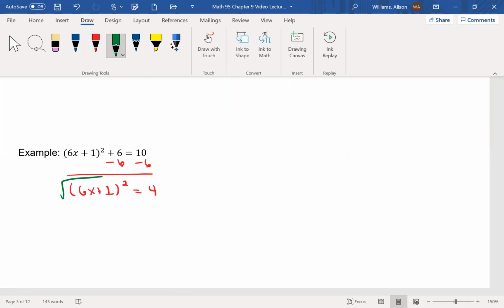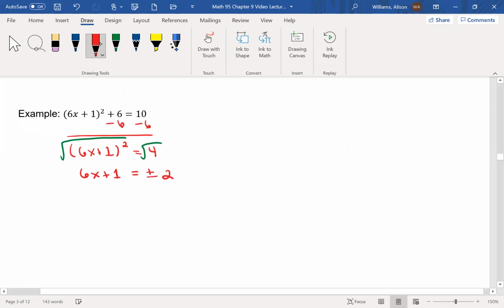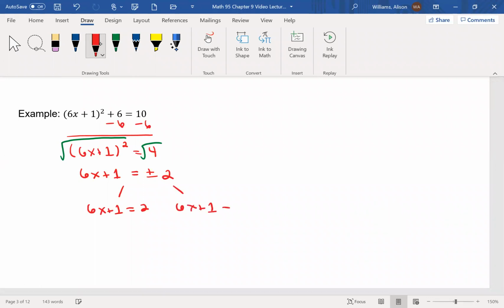Now I will take the square root of both sides. So on the left side, I'm going to get 6x plus 1. And on the right side, that's going to give me plus or minus 2. Okay, so two equations: 6x plus 1 equals 2, and 6x plus 1 equals negative 2. And we're going to solve those both.